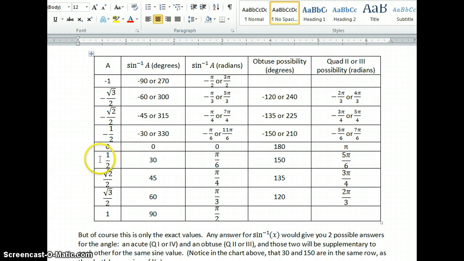Say we wanted to find the inverse sine of a half. What's the angle whose sine is a half? Well, it could be 30. The calculator's going to give you 30. But it could also be 150. 150 also has a sine of a half, but 150 is not going to show up in the calculator.